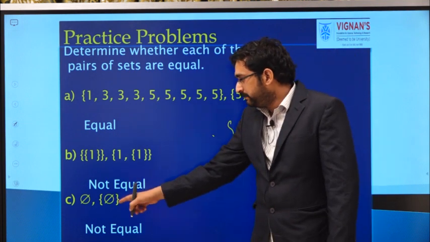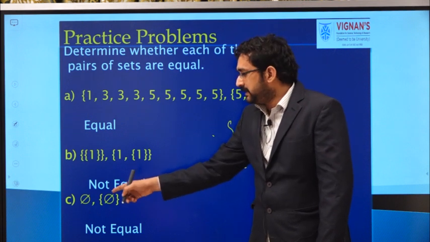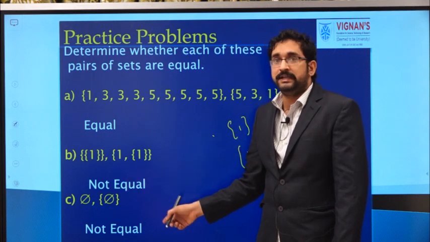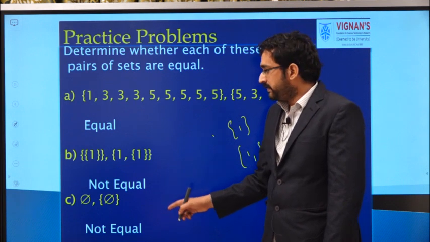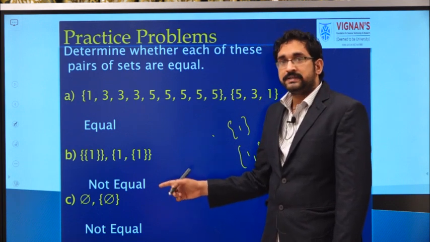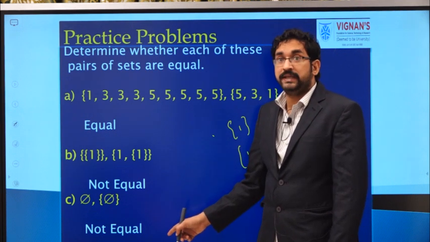See the next one, pi and singleton pi. So we know the difference. Pi means empty set. Singleton pi means it is a singleton set which contains pi as its member. So by the definition of null set and singleton set, it is clear that the given sets are not equal.